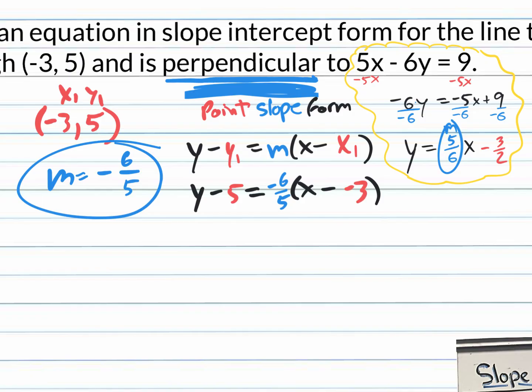Now, on the next test, it may ask you in the instructions to write it in point slope form, and you would be done right here. All you'd have to do is change the minus minus to plus plus.